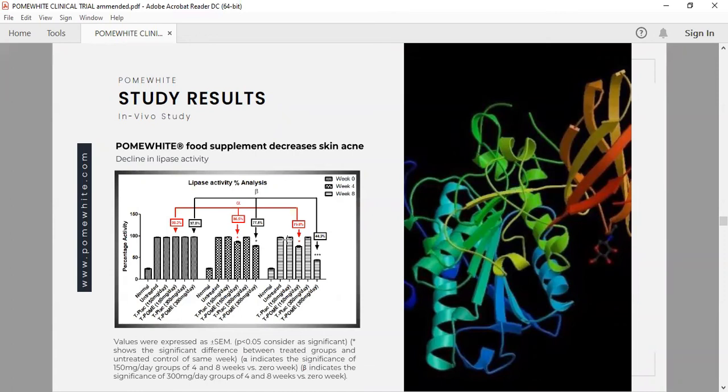And you can see that after 8 weeks of treatment with 300 mg per day, we have a highly significant reduction in lipase activity. This is how we said that inhibition of lipase activity is there with Pomewhite, and this is almost a 50% reduction. And obviously, when the sebum quantity and oil quantity are controlled on the skin, this will bring about a decrease in the acne as well.